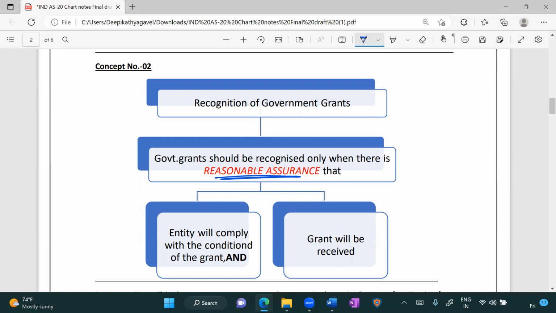So what does the standard say? The recognition criteria says that you can recognize the government grant when you have a reasonable assurance that the grant will be received. When do you have a reasonable assurance? When the entity is sure that it will comply with the condition that is being put forward by the government, and it will also receive the grant amount.